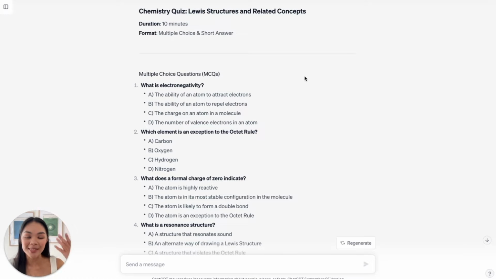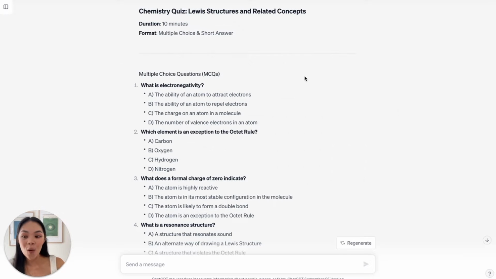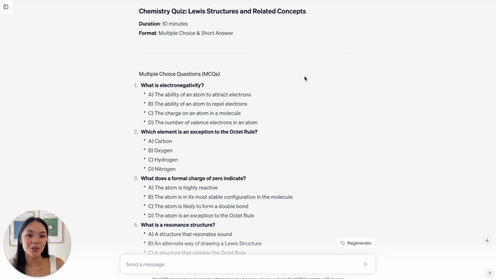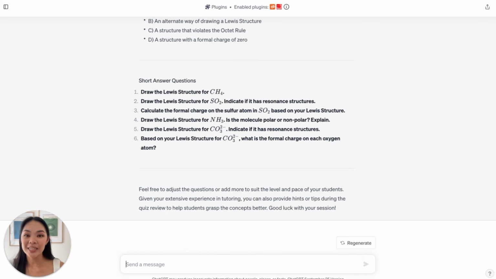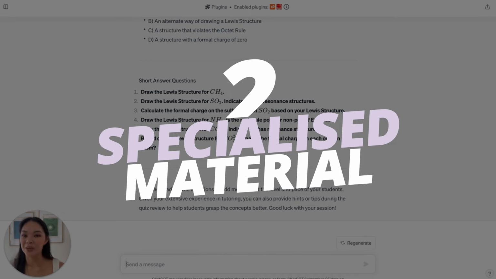Now I'm thinking to myself, hang on a minute, I could have both MCQs and short answer questions, or I could go ahead and do longer form questions. I think the great thing about using ChatGPT is over time you'll get inspired by more ideas on how you can approach creating your lesson materials for your students. And so that leads me into my second point, which is creating specialized material for each of your individual students.